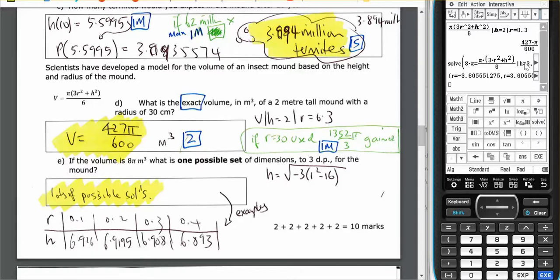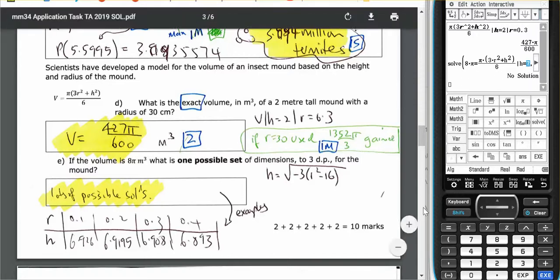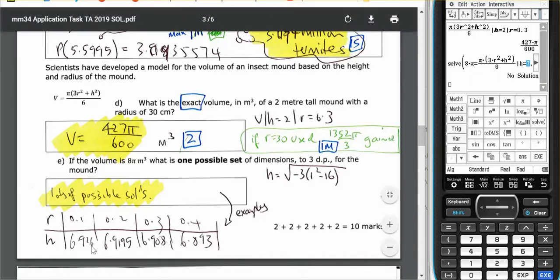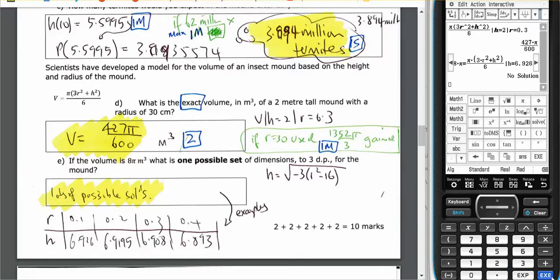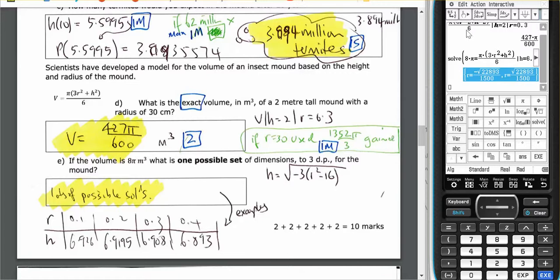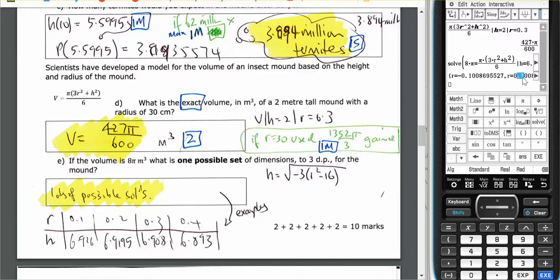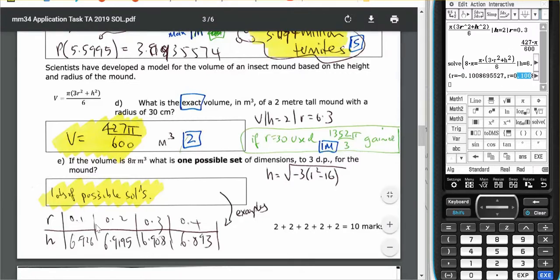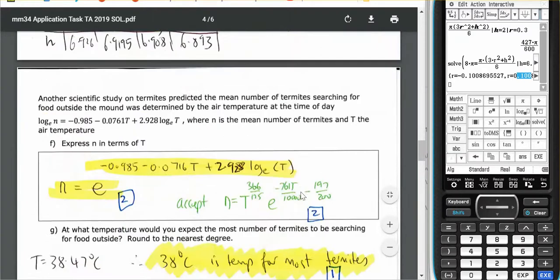If I make h equal to 6 meters, then r equals 2. If I make h equal to 7 meters, then I don't get a solution because h can't be 7 meters because the height of 7 meters will be too big. So let's say I say 6.926. Then I get these values of r, which is 0.01, 0.1. So lots of possible solutions are acceptable.